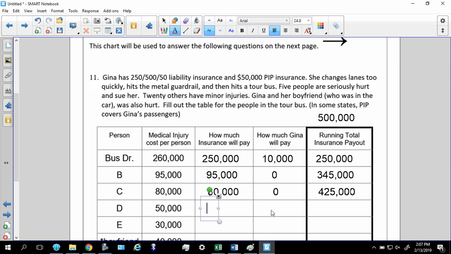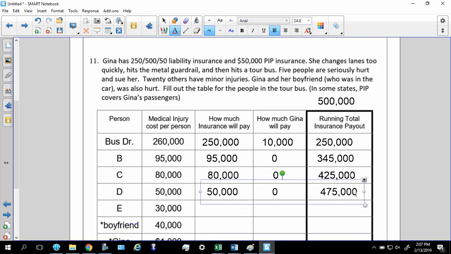So let's see. B needs $50,000. I think we can do that. Notice we're getting closer to $500,000. We're at $475,000. That means insurance is going to only have $25,000 before you hit $500,000. So E needs $30,000. Unfortunately, insurance is at $475,000, and the insurance is like, we're only going to pay up to $500,000. So we're just going to pay this guy $25,000, which means Gina has got to pay the additional $5,000. And at that point, insurance has topped out at $500,000.